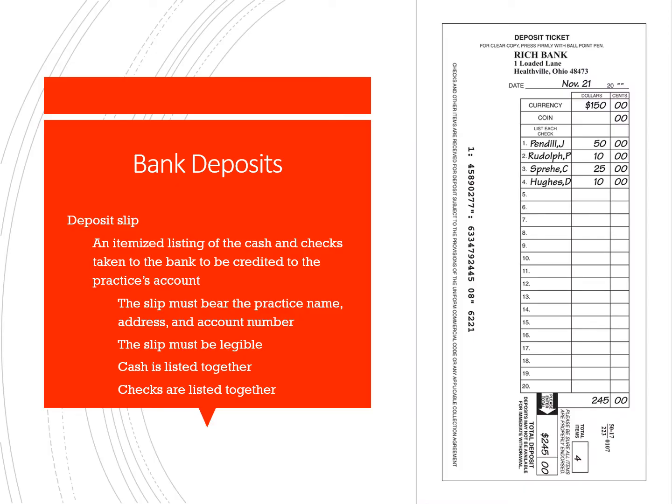Bank deposits should be made once daily. A bank deposit slip must be filled out. The bank deposit slip contains an itemized listing of the cash and checks taken to the bank to be credited to the practice's account. The slip must bear the practice name, address, and account number. The slip also must be legible. All of the cash is listed together up here in the currency and coin, and checks are listed together, each one individually. You can see them listed here, 1, 2, 3, and 4.